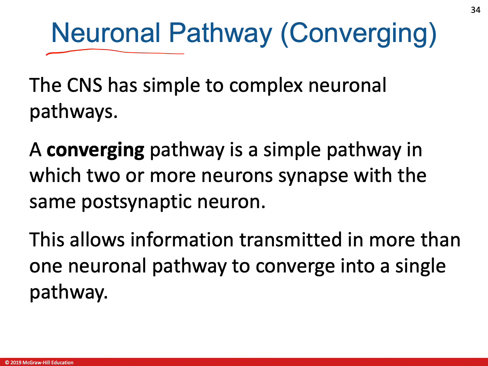Okay, so next is the neuronal pathway. First type is converging. A converging pathway is a simple pathway in which two or more neurons synapse into one neuron. Okay, so two neurons connect to one. This allows information transmitted in more than one neuronal pathway to converge into a single pathway.